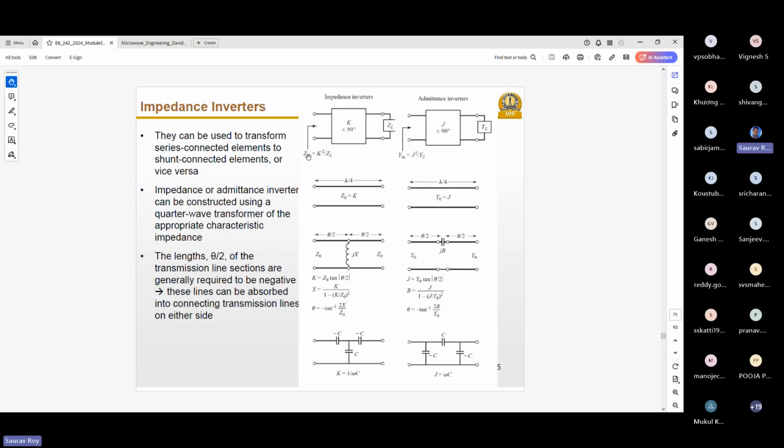So on the input side, what you get for a load ZL is Zin equals K squared by ZL. That's why it's inverted. Similarly, on the admittance side, you get J squared by YL. Your load is YL, but what you see on the input side is the inverted version of the admittance. These are actually used in bandpass filter design. What we saw in the last one is this: we have used a coupled line section, and that is what this JB is. That is, we have used an admittance inverter.